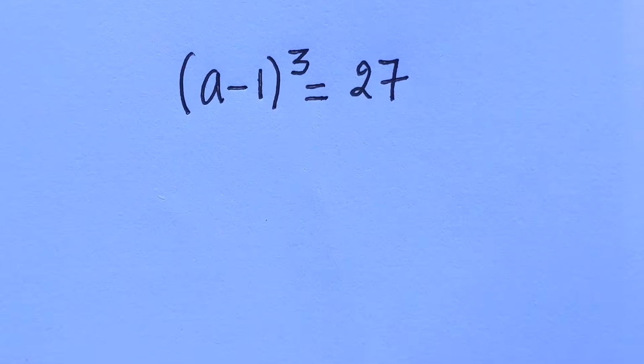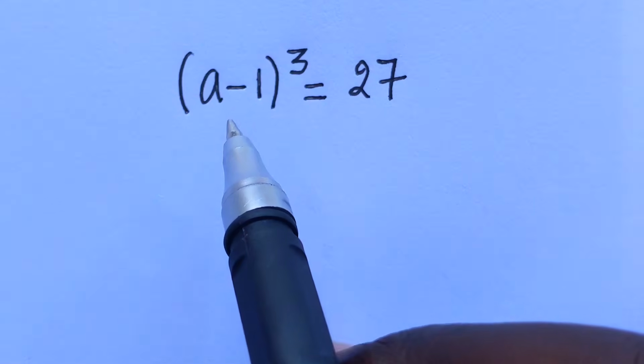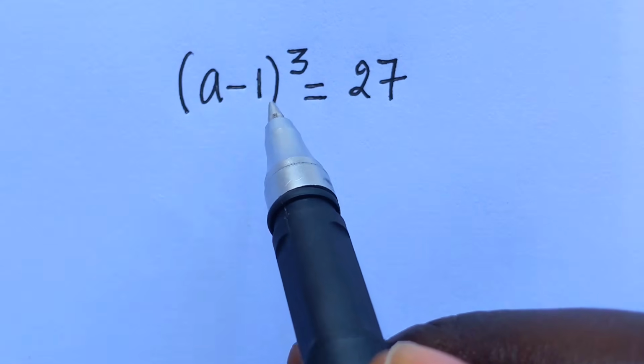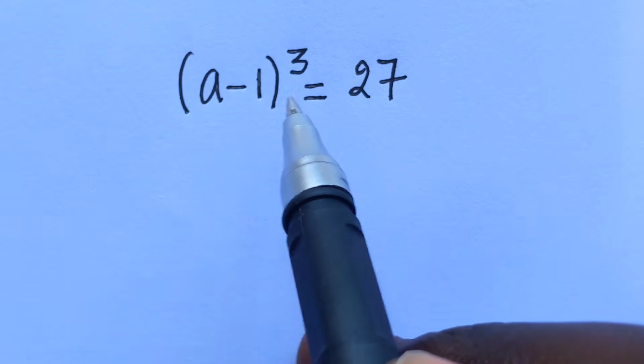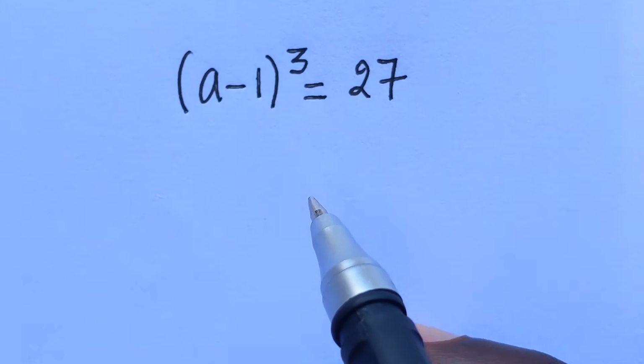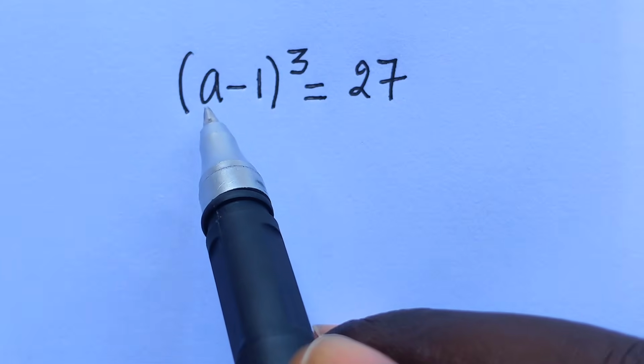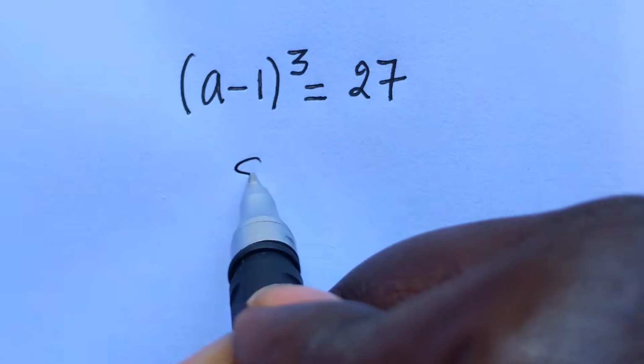Hello everybody, welcome to this platform. In today's video we have been given a question: (a − 1)^3 = 27, and we are supposed to find the value of a. So let's provide the solution.